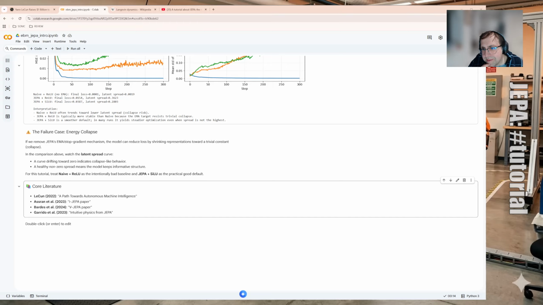And there is another one, which is the intuitive physics from JEPA. And this is where they start to talk about world models. So essentially, the latent model represents physical reasoning, right? So you can learn concepts like gravity and object permanence in the latent space.